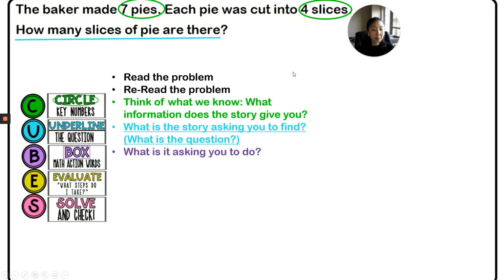Now we're going to hop into the boxing math action words. What is it asking you to do? There are a couple words in here that are going to help you understand what they're asking you to do. And that actually was, each pie was cut. So I'm telling you right now that he made 7 pies, and then every one of those pies was cut into 4 slices. This is telling you a gigantic thing right here. And they're asking you how many slices of pie are there. They're not asking you how many pies. You know the answer to that one. They want to know how many slices in all the 7 pies do you have.